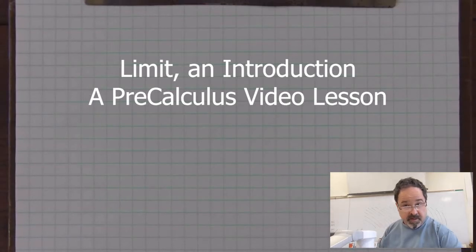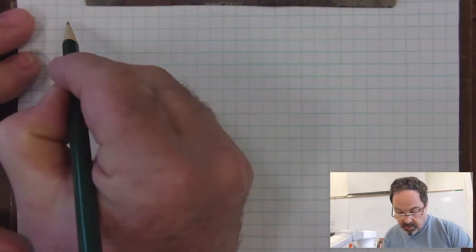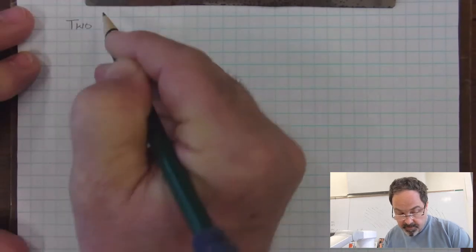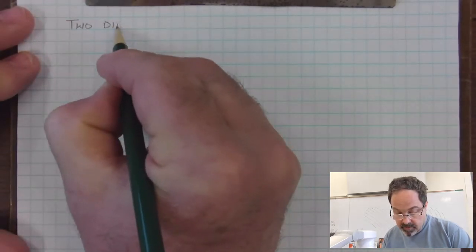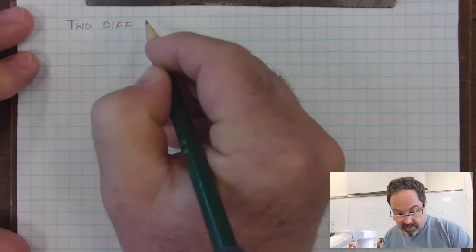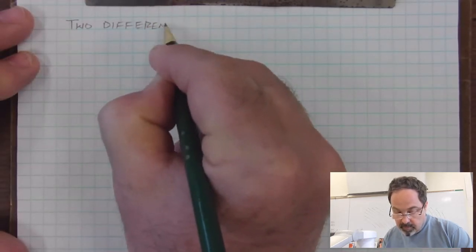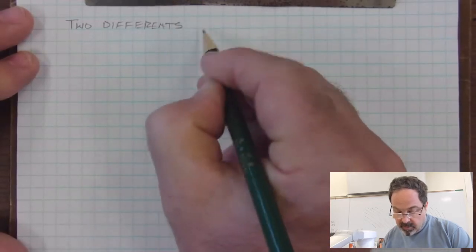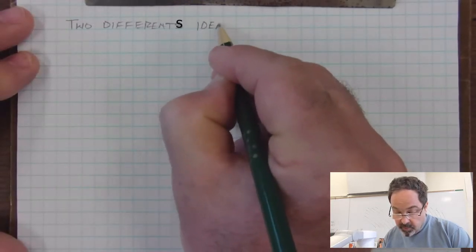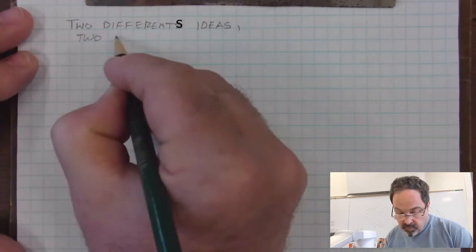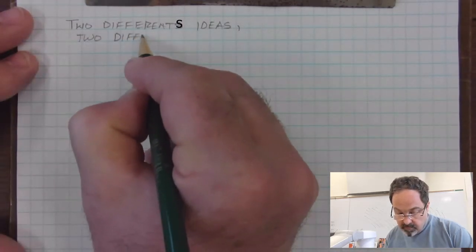VLSos here. This is a video lesson on limits, an introduction. We're going to introduce a new concept, a new idea, and it's going to be related to an old idea, but we want to make sure from the very beginning that we're talking about two distinct concepts, two different questions.